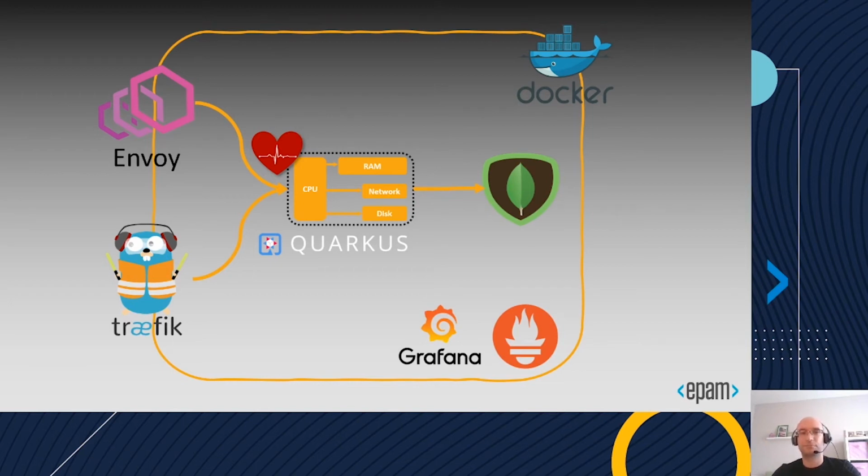You're going to have two load balancers. You can compare them to each other. I'm going to show you different kinds of metrics from Envoy and Traefik. I used Quarkus for the service implementation. For the health check implementation, I used a MicroProfile Health specification based implementation, and I'm using MongoDB.